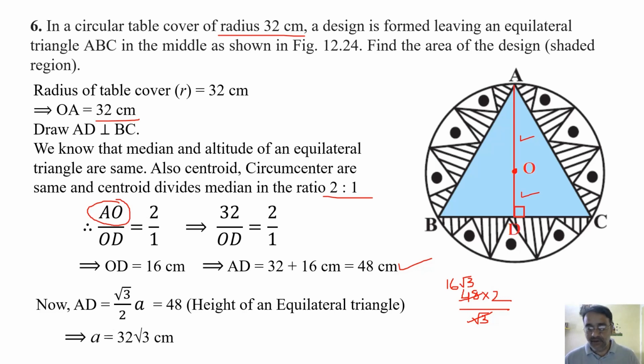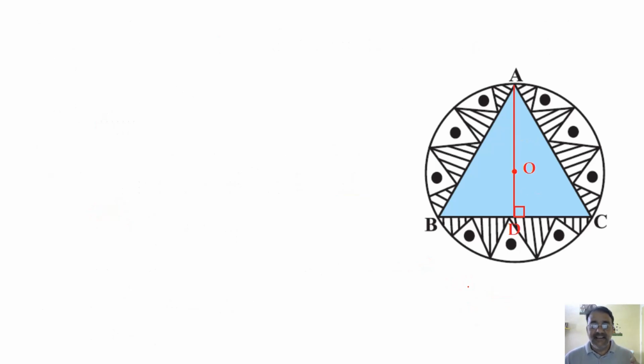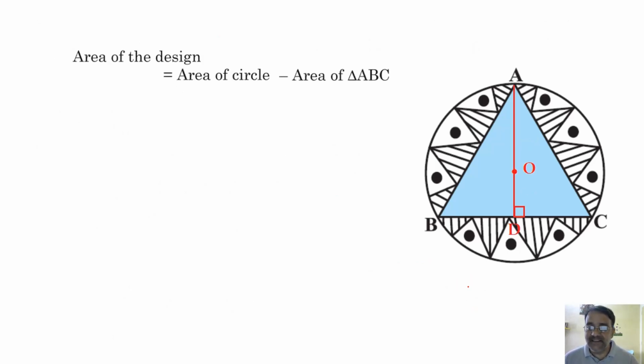Now we'll write the formula. Area of design is equals to area of circle minus area of equilateral triangle. So what is the area of equilateral triangle formula? √3 by 4 a square, √3 by 4 a square, right? So we'll substitute all the values. Pi is 22 by 7, r is 32, and side is 32 root 3.